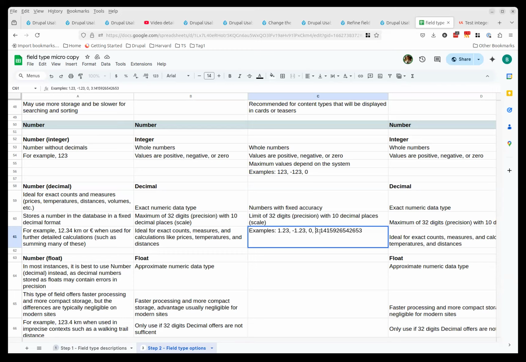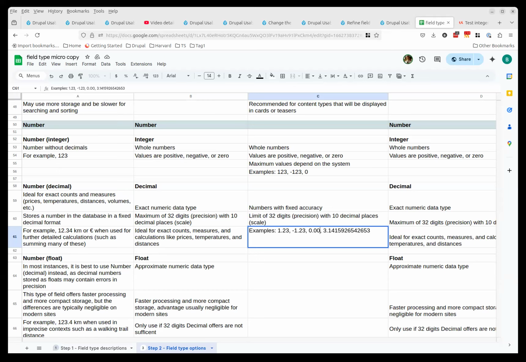10 decimal places of scale, that's to the left of the decimal point. 32 digits, oh, precision, that's to the right of it. Yeah, okay, sorry. Yes. Do you simultaneously get 32 digits of precision and 10 scale? I believe you can do that.